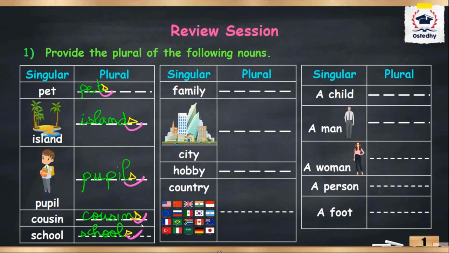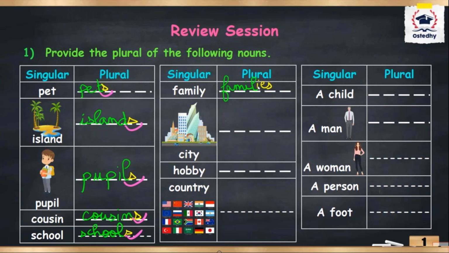Now you move to the second table, Mariam. What is the word on the top of the table? Family. Good. How do you make it in the plural form? We change the Y with IES. Exactly. So I will omit the Y and put it like this: families. Can you see that? Good. Thank you, Mariam.